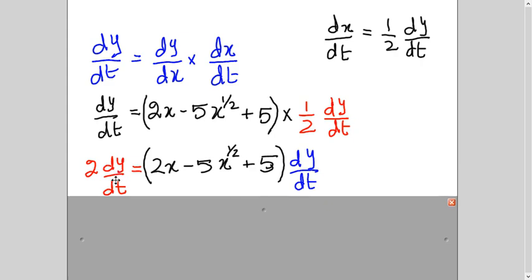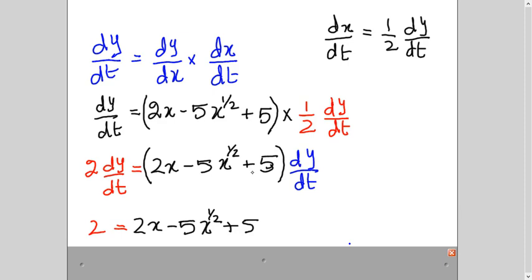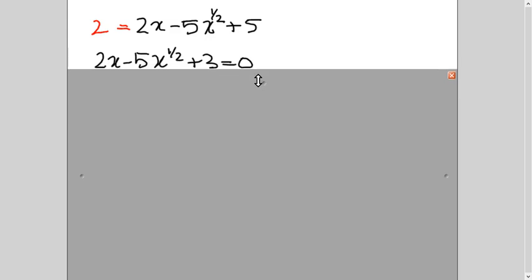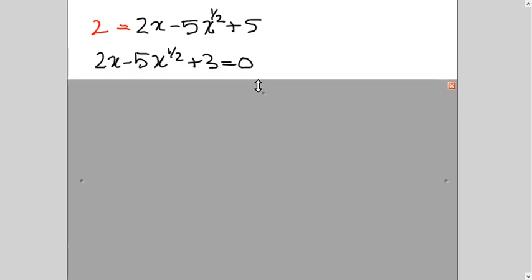Now, this red and blue, dy over dt, is basically a constant, any constant. So you can imagine if it is some number here and the same number here, in an equation, we can cancel it, right? So that's why this equation will become 2 times of this. So now if you bring 2 here, the equation will become plus 3 equals 0, right? So now you have to solve this equation.